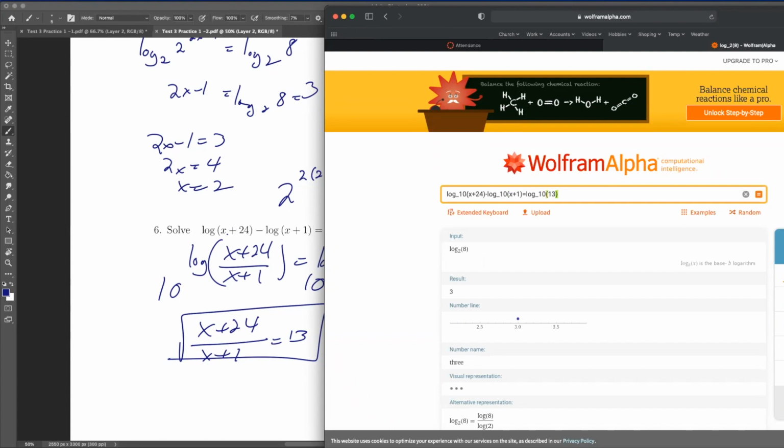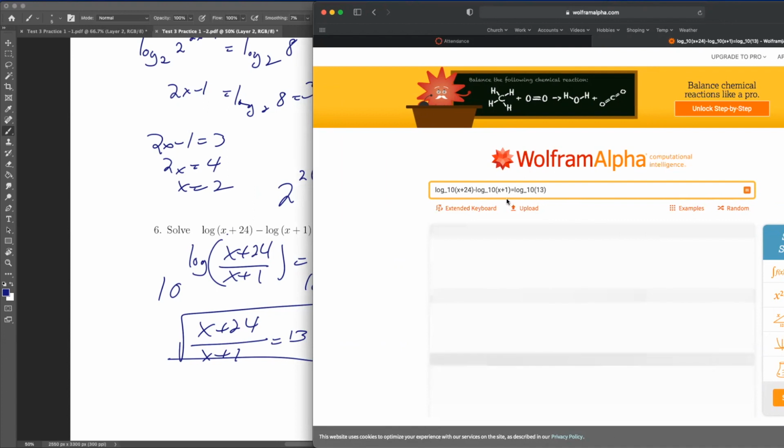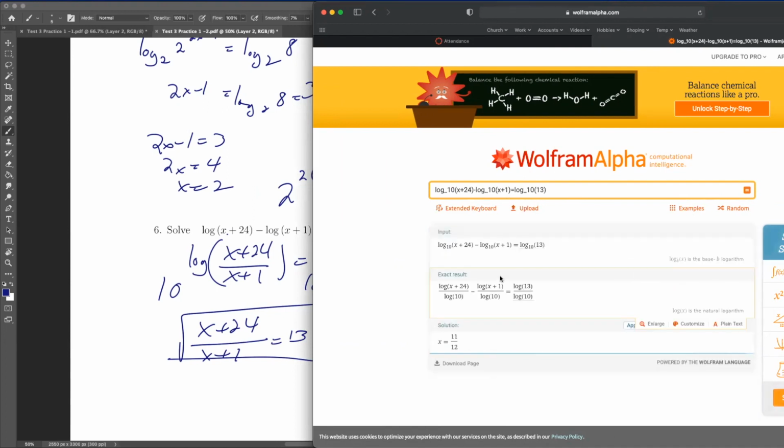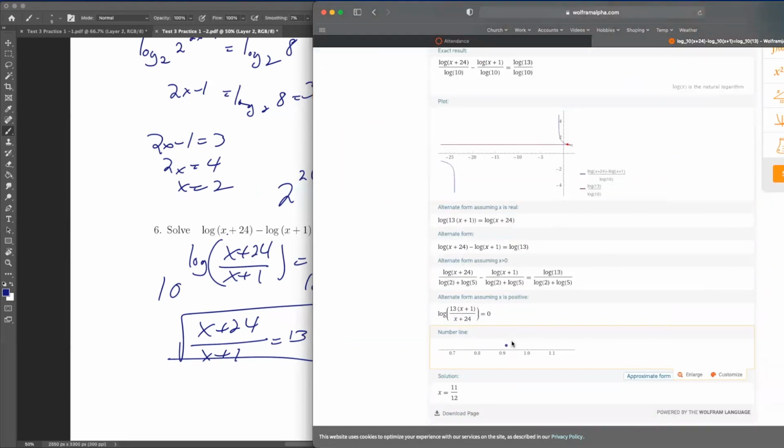Was that what we had? Okay, so here it is. It interprets it correctly. And here we get 11 twelfths. Okay, so we checked our solution. Does that make sense, how to check our solutions? I'm trying to teach you how to check your solutions. That way you have zero happy fun issues.